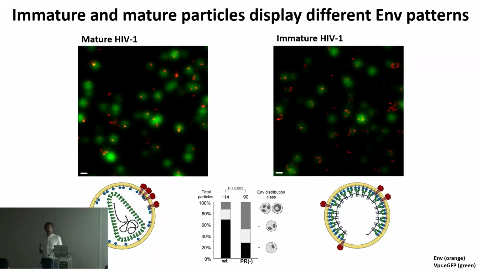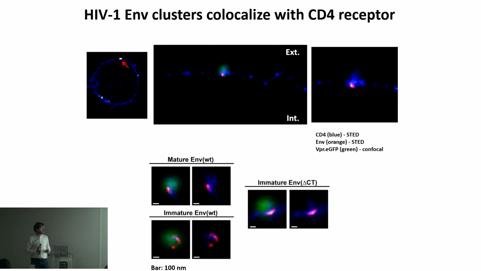So then we looked at mature versus immature virus particles. What is the distribution there? We found that when the virus is immature, we have a much broader and multi-clustered ENV distribution than in a mature, fully infectious virus particle, which predominantly has only single clusters of ENV on the surface. So from the point when the virus matures, there is this reorganization of ENV molecules on each individual virus particle.